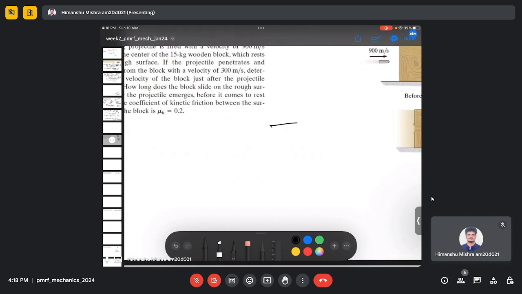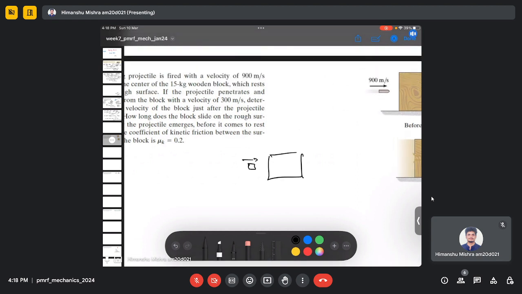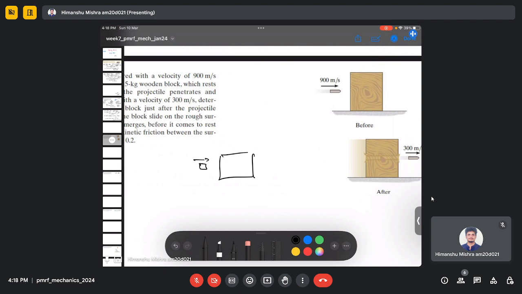So here we have a block and there is a bullet which is traveling. It strikes this block, and after striking, the bullet velocity changes from 900 meter per second to 300 meter per second. This block gains some velocity due to this impact. So the initial velocity of this block is 0, but the final velocity is some, let's say VB2, V block 2, and it is a non-zero quantity.